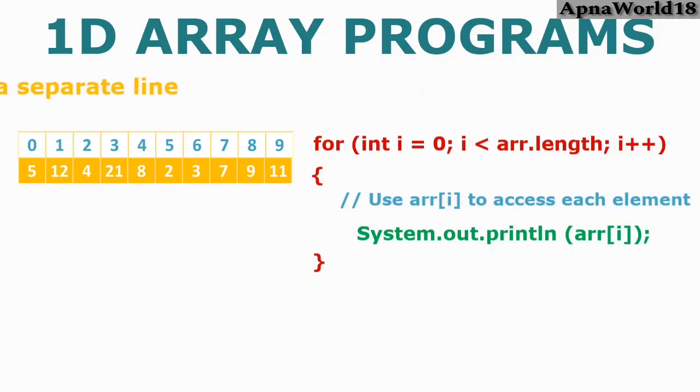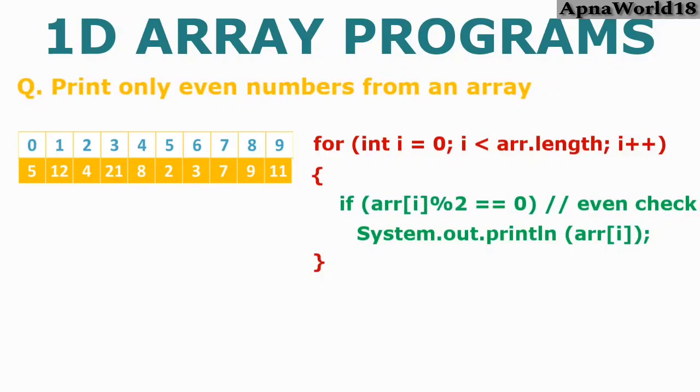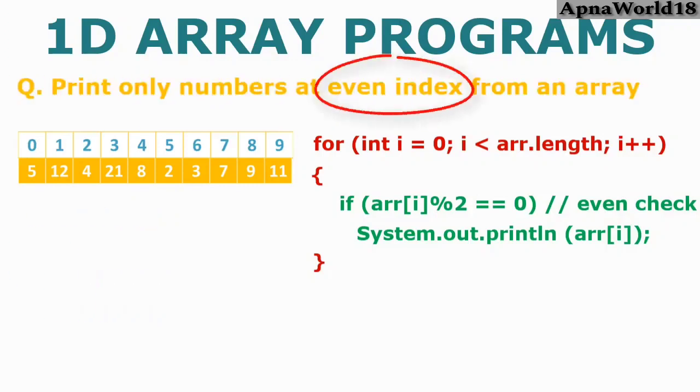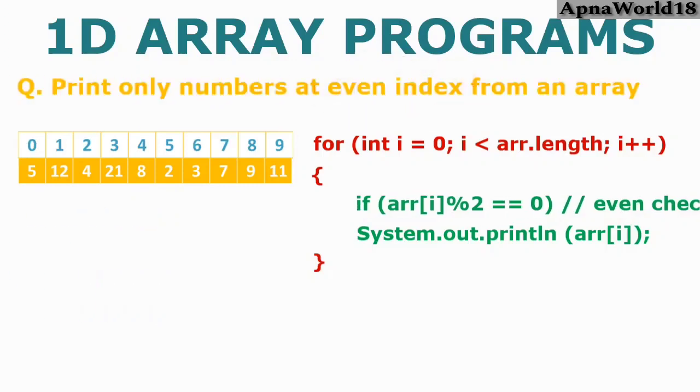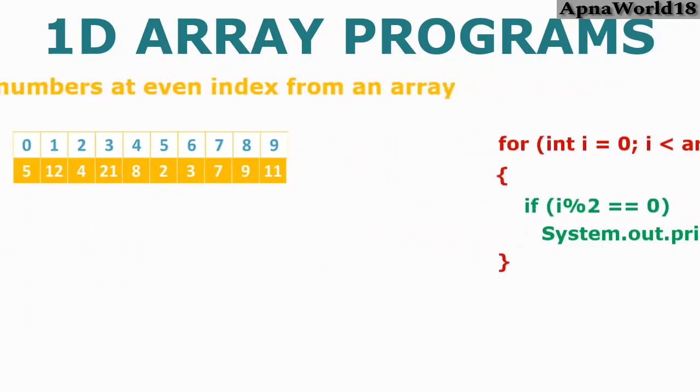The program could also be to print only even numbers in the array. In such a case, we will just add an if statement to check if the number is even. If it is even, we print it. This gives us the program and the required output. Here pay attention to whether the question is saying even number or even index. If the program says print all numbers at even index, then in the if condition, you have to check if i%2 is equal to 0.